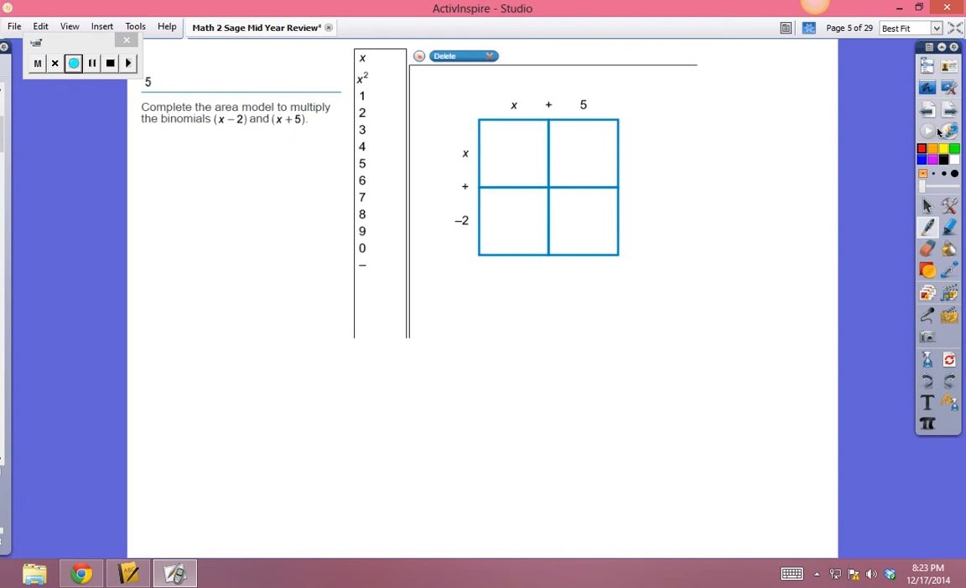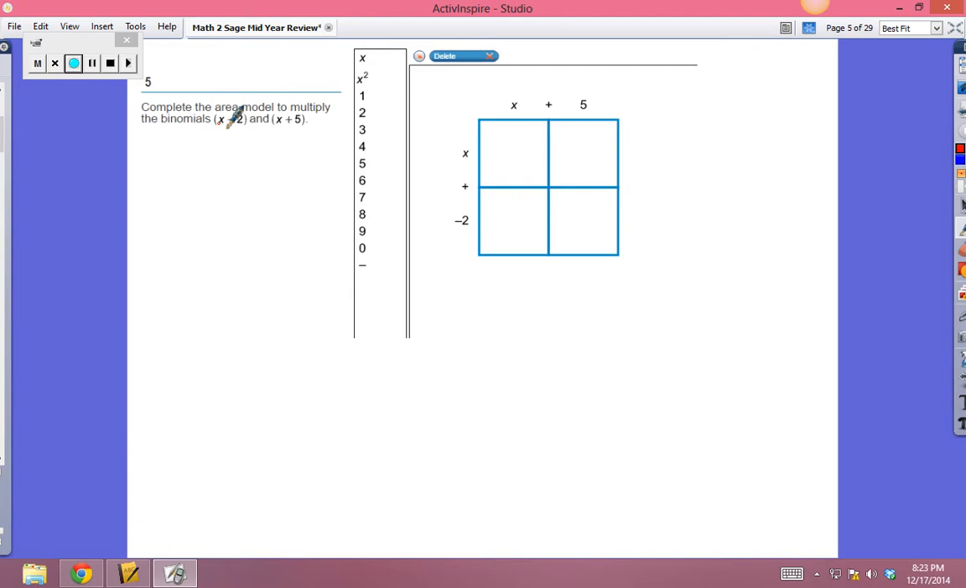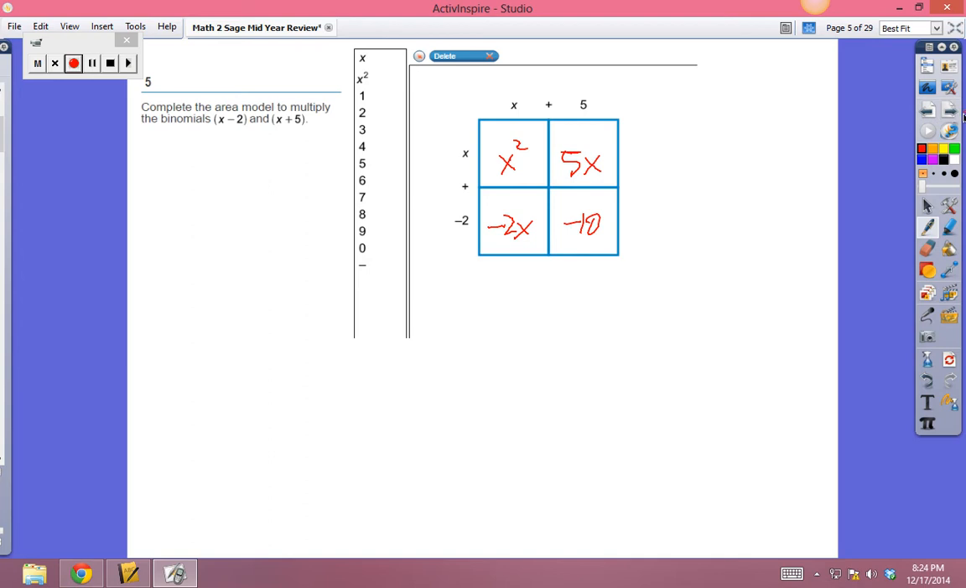Number 5. They're using kind of an area model. You need to show x minus 2 times x plus 5. So I'm going to times this piece to this piece. X times x, that's x squared. X times 5, that's 5x. Negative 2 times x, that's negative 2x. And a negative 2 times 5 is a negative 10. So in each cell, you need to have these corresponding terms.